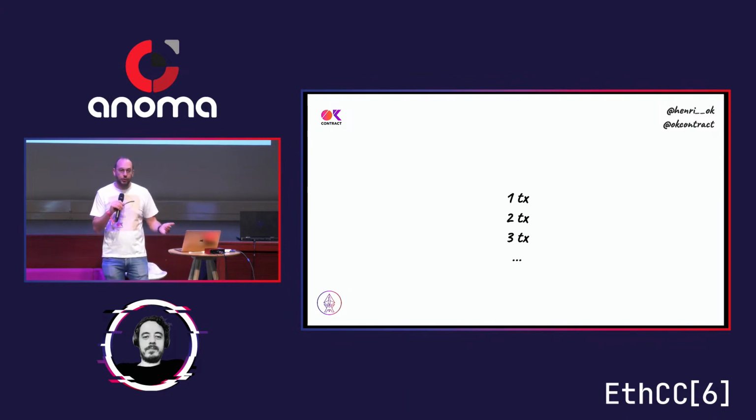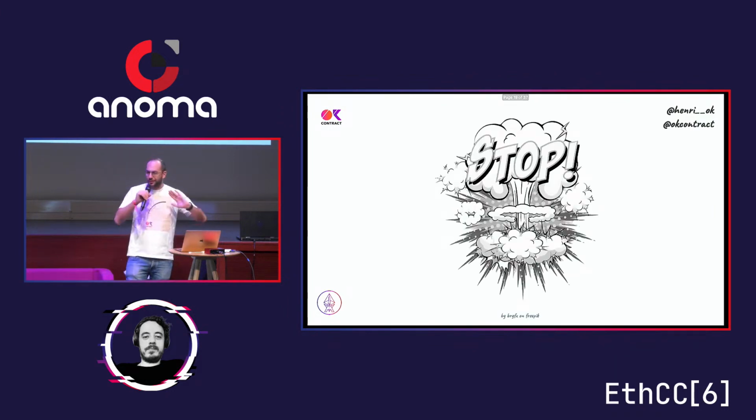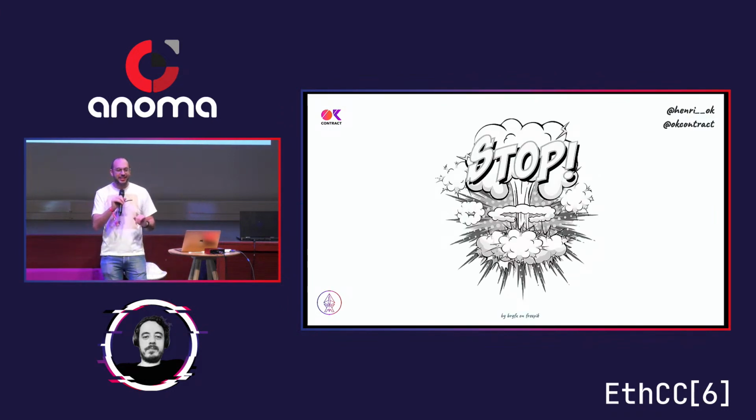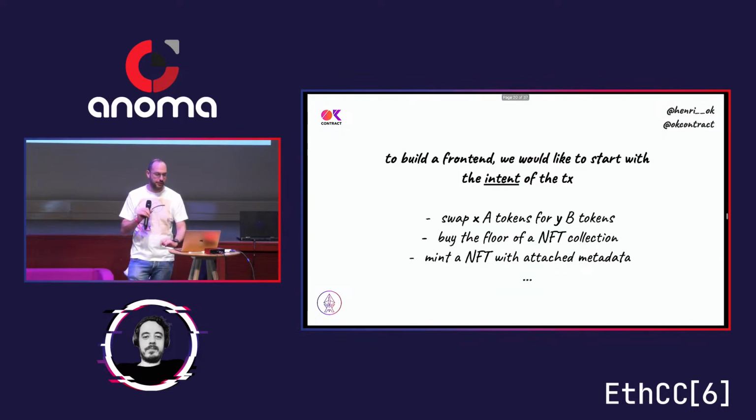You have the approval, and maybe you are staking something after you swap in a pool. So maybe that's 1, 2, 3, 4, several transactions. And we didn't touch NFTs, which will be left for maybe another talk, where you also have to manage off-chain data. So can we stop here and say, can we do this simpler?